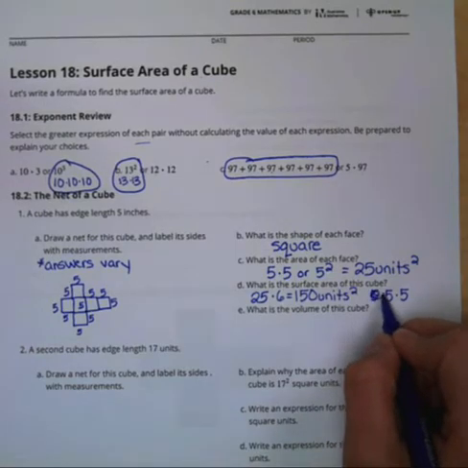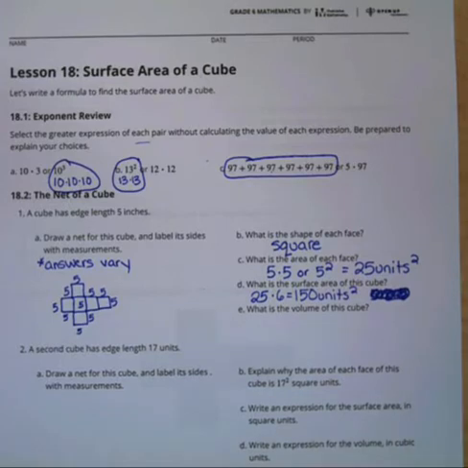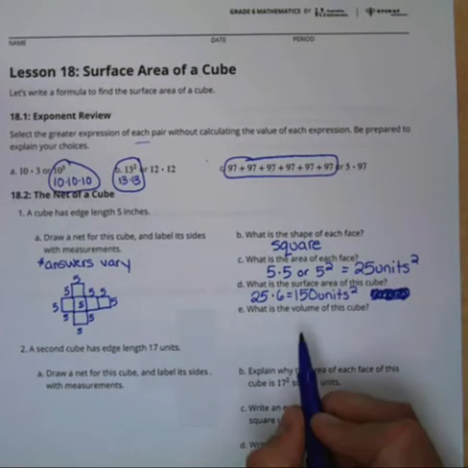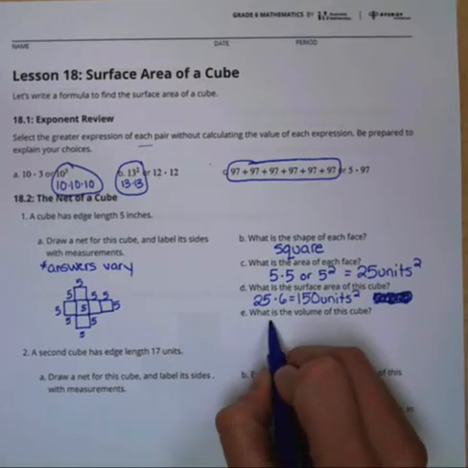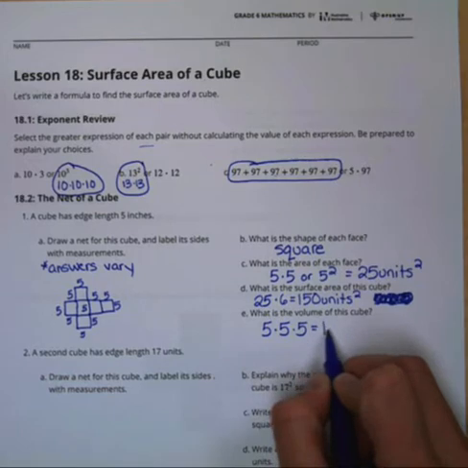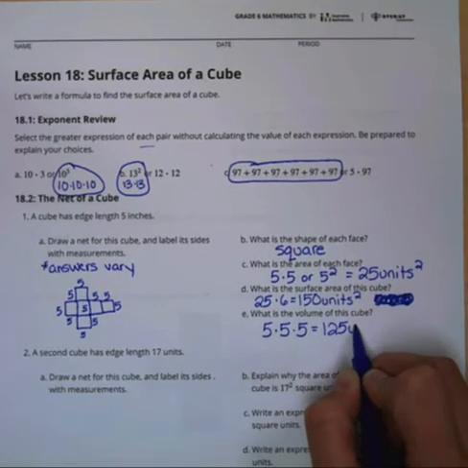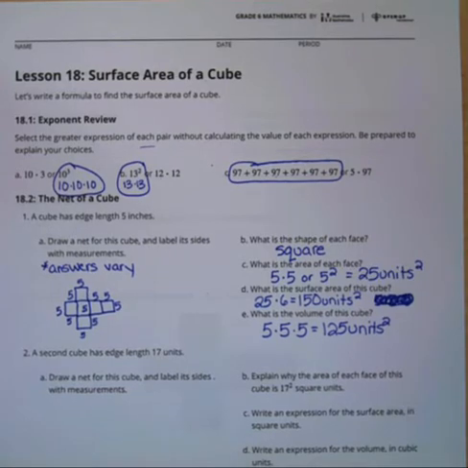Just kidding. Scratch that. We are not getting to that yet. That's for the volume. Now let's go to the volume. The volume of a cube can be found by multiplying your 3 dimensions. So 5 times 5 times 5 is 125 units cubed. Sorry for getting a little bit ahead of myself there.